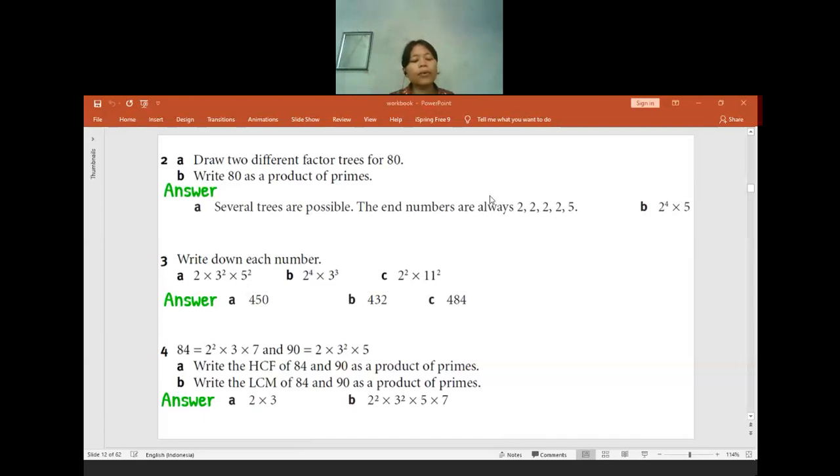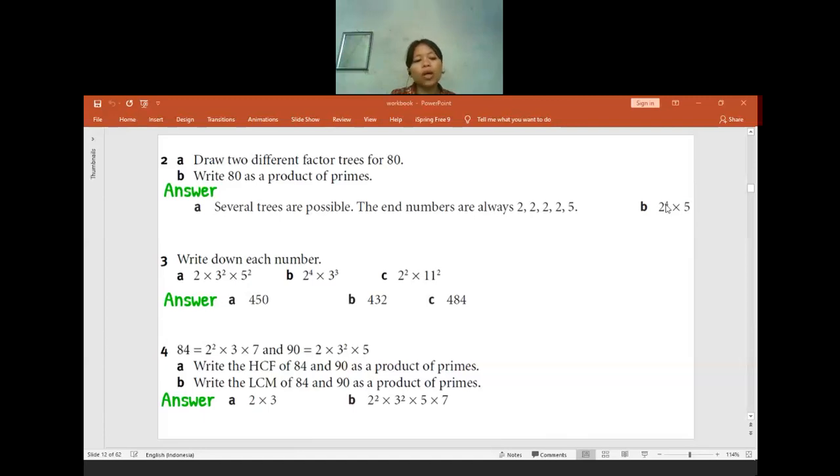Or the 80 you can break down into 4 times 20. Later the 4 and the 20 you will break down until you find all the prime numbers at the end of every branch. As long as the end of every branch is 2, 2, 2, 2, and 5, there are four 2s and one 5. So it means your factor tree is already correct. If I want to write the result as a product of primes, since there are four 2s, I can write it as 2 to the power of 4 times 5.